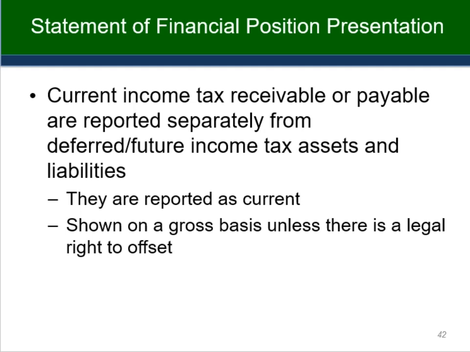It's shown on a gross basis unless there's an actual legal right to offset. So you might have taxes receivable from one branch of the government and taxes payable to another branch of the government. So for example, GST, you may have a receivable tax credit that is giving you a refund from GST, but a payable based on your income tax. So you can actually offset the two if the CRA has agreed to let you do that.